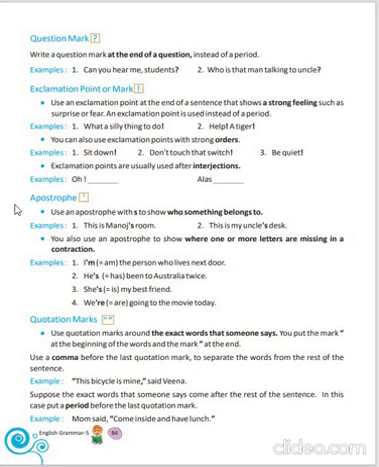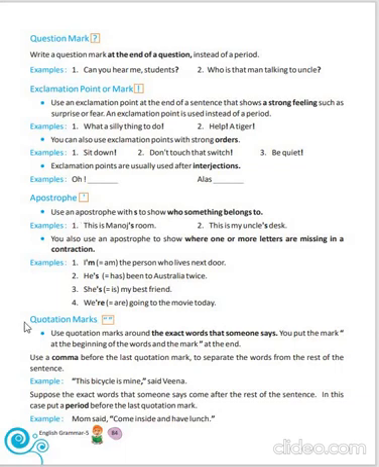Now let's learn where we have to use apostrophe. It is used to show belongingness, like: This is Manoj's room. So this room belongs to Manoj. So we place apostrophe after Manoj.